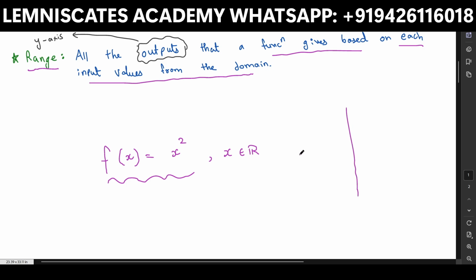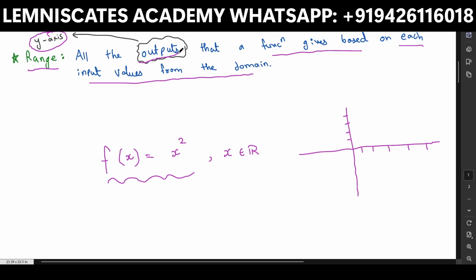And as I mentioned, the input values are nothing but the domain that you plot on your x-axis. The output values a function can give is the range that you can plot on your y-axis. And that is why I have written y-axis for the output over here.